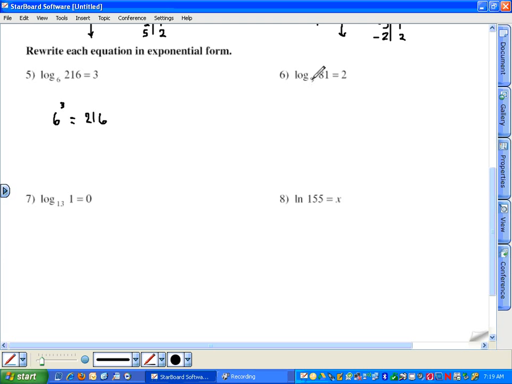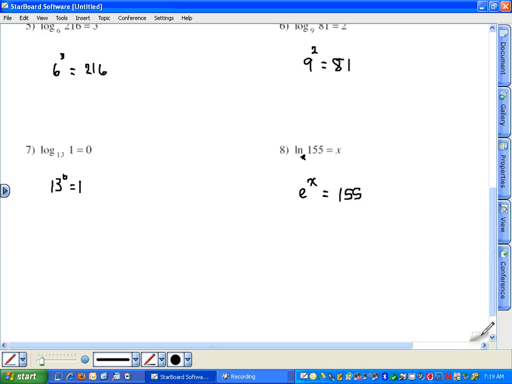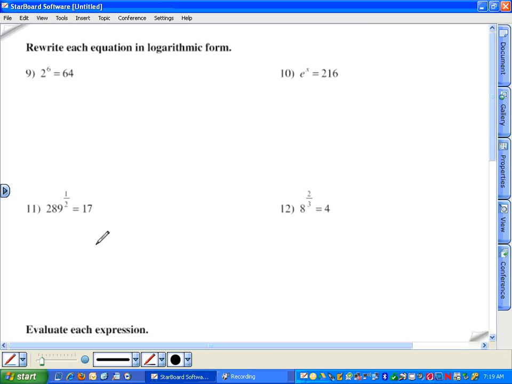Equals 216 over here. Our base is 9, so it's 9. This is our exponent squared. Equals 81. Over here, 13 to the 0 equals 1. And over here, natural log has a base of e. So this is e to the x equals 155.